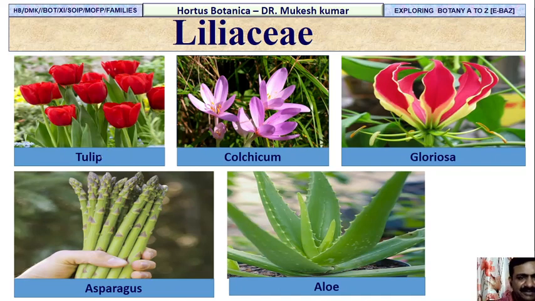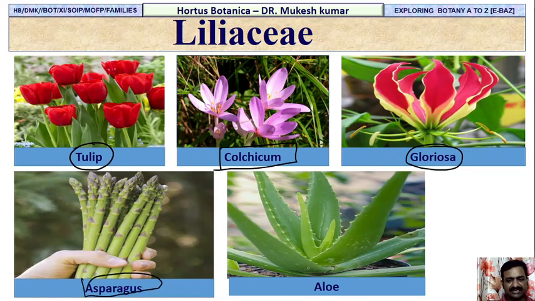Right? So see, my child, very good. This is the tulip, yes, ornamental. Colchicum, a very beautiful flower it is. And Gloriosa superba, this is the plant. Here is the asparagus, and here this is the aloe vera. Very interesting, very important, and attractive.